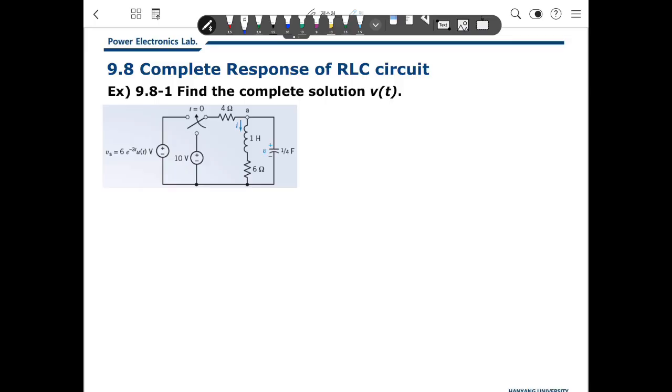Yeah, this example is 9.8.1. Find the complete solution of V(t). This is the final example we want to solve in this chapter. And actually, in this semester, we have learned many things to solve this problem. This is the final one. Okay, we will solve the problem here.